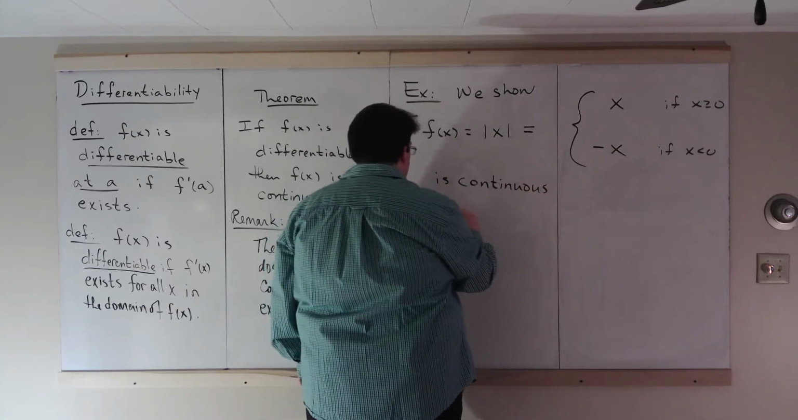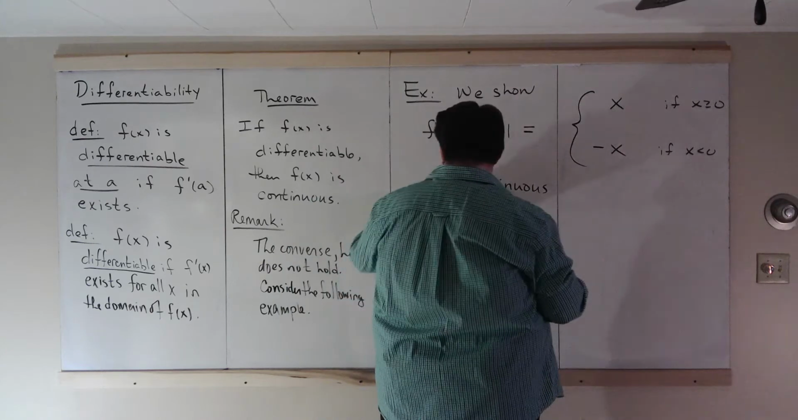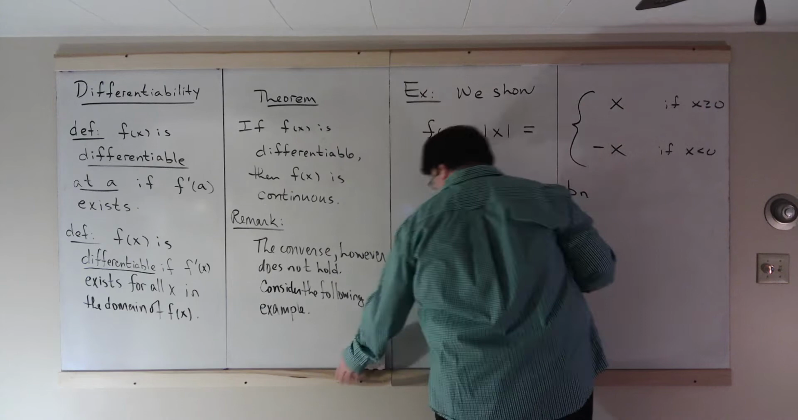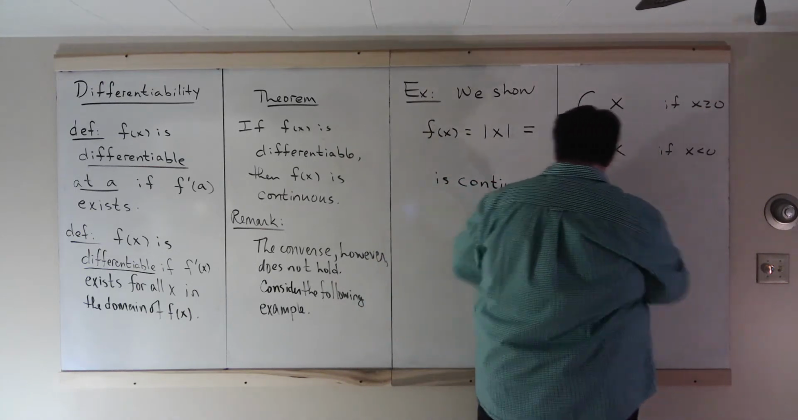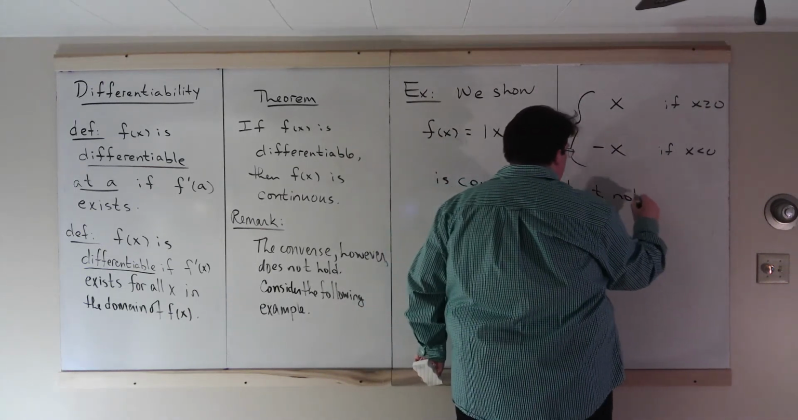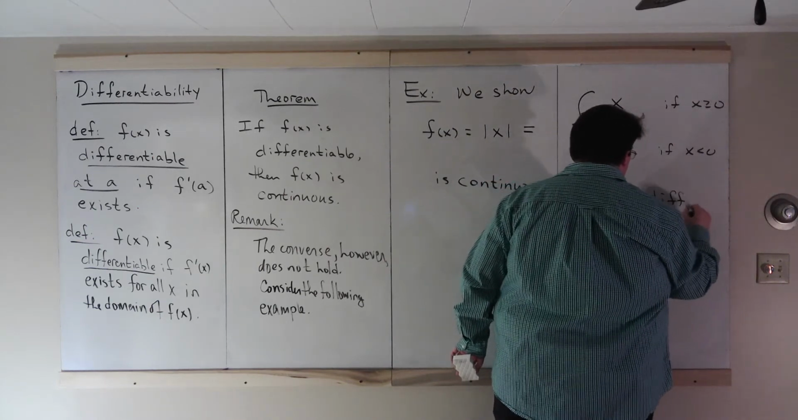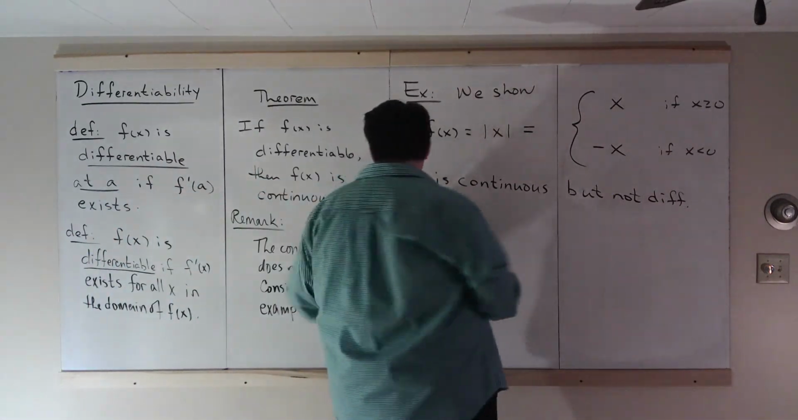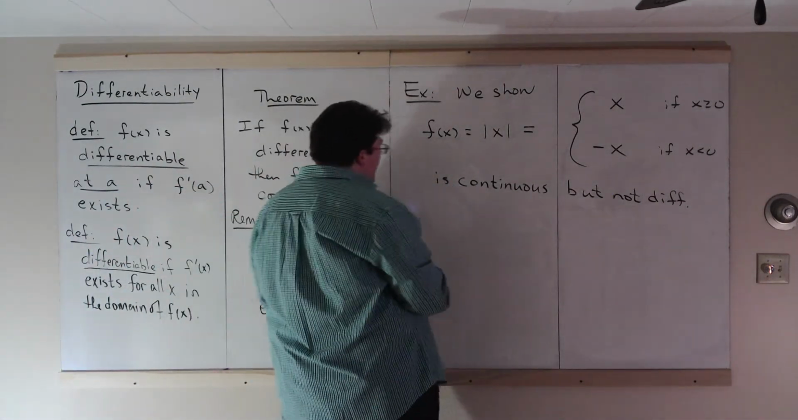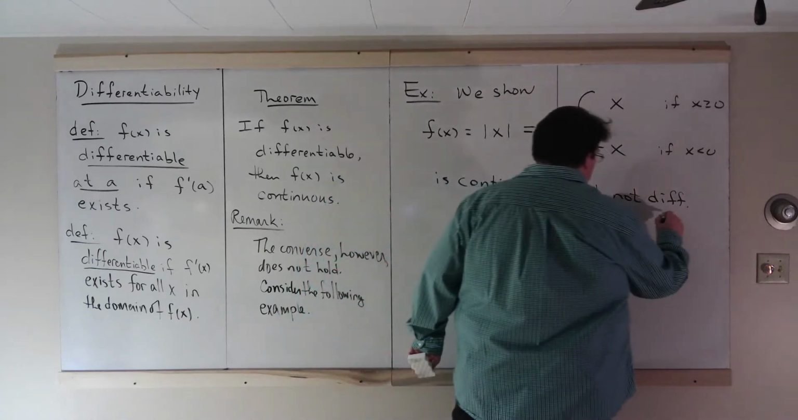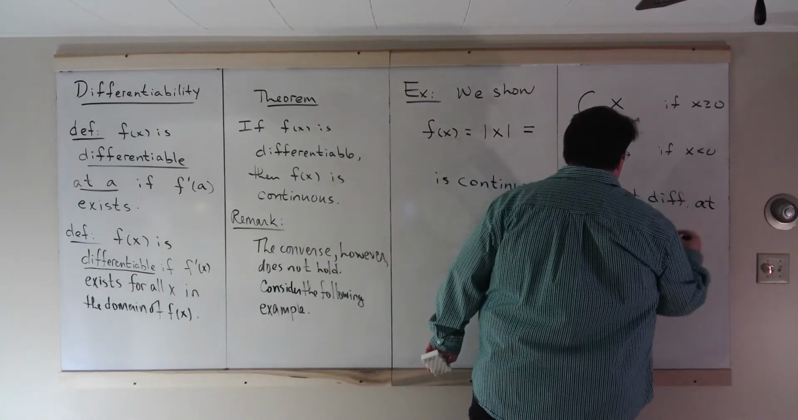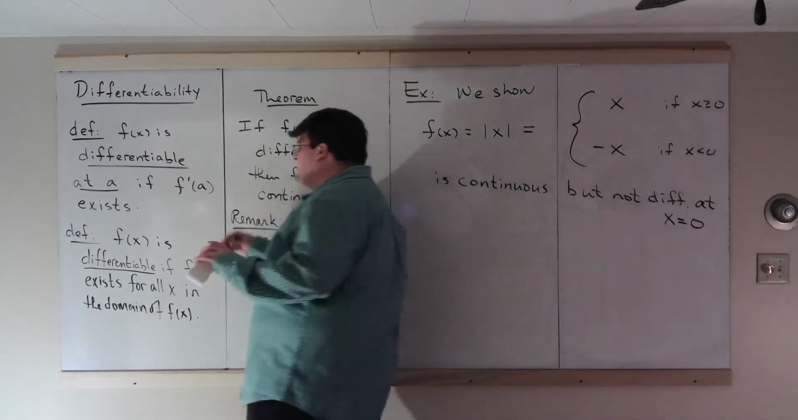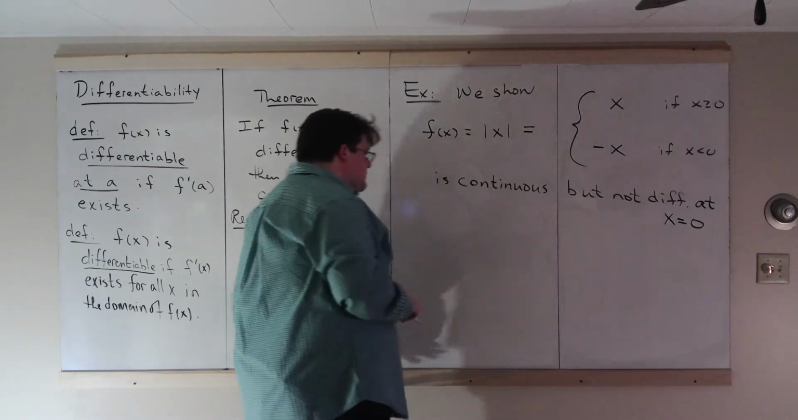but, I'll put this on the next board. I should be able to fit this all on two boards if I go like this. But, yeah, let's spell but correctly. But not differentiable. I'll just say DIF. We'll show it's continuous but not differentiable. And to show it's not differentiable, we're going to show it's not differentiable at a point. In this case, we're going to show it's not differentiable at, I could say a to be consistent with that, I'll just say x equals 0.